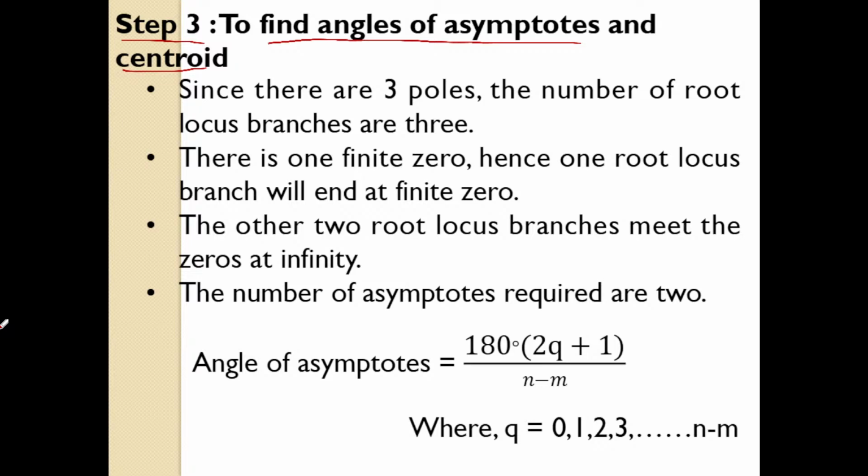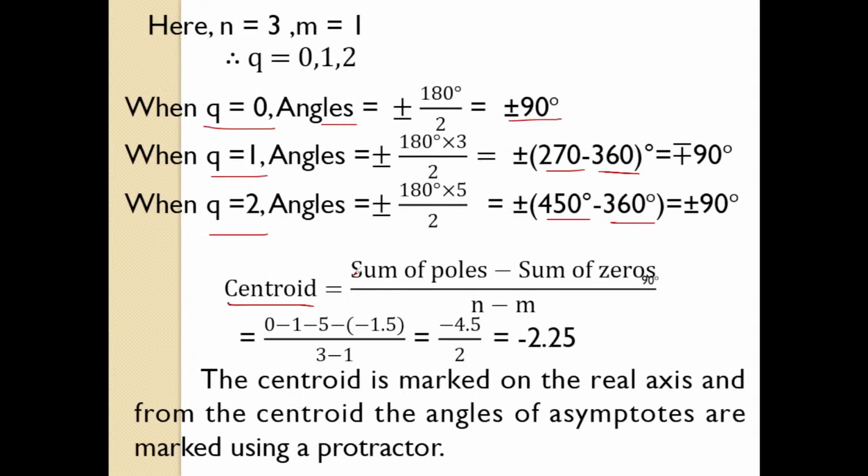Now let us see what is the centroid. Our angles of asymptotes we have got as plus or minus 90 degrees. The centroid is sum of poles minus sum of zeros.